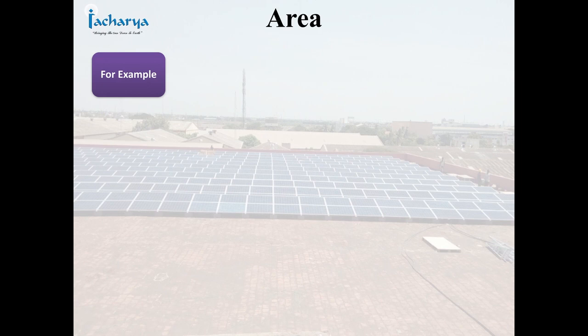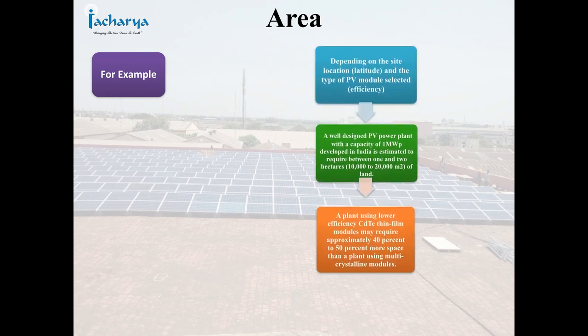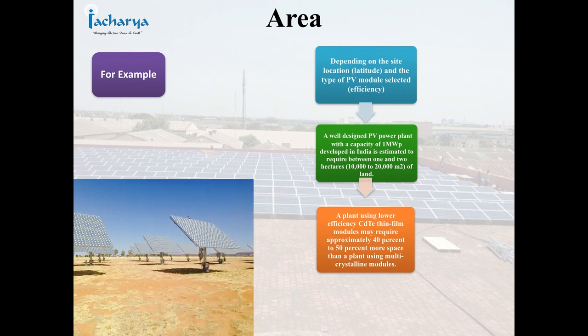For example, depending on site location, let's say latitude, and the type of PV module selected based on its efficiency, a well-designed PV power plant with a capacity of 1 megawatt peak developed in India is estimated to require between 1 and 2 hectares, that is 10,000 to 20,000 square meters of land.